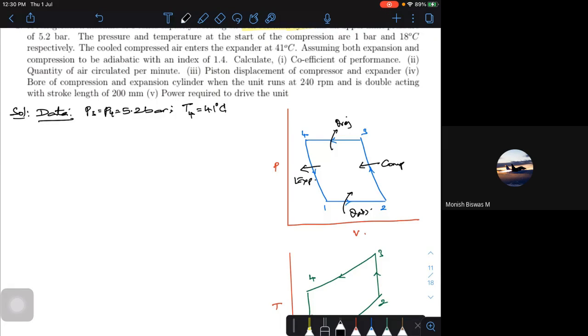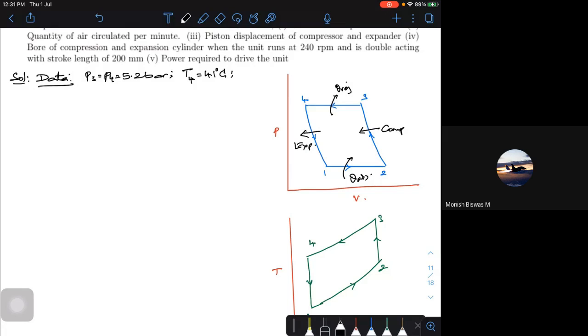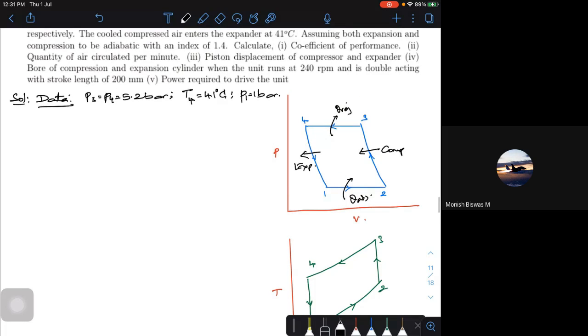T4. Okay, then your lowest possible pressure, that is your P1. So lowest possible pressure P1 is equal to 1 bar. Then T1 is equal to 18 degrees Celsius. Okay, and the given index of expansion is 1.4.